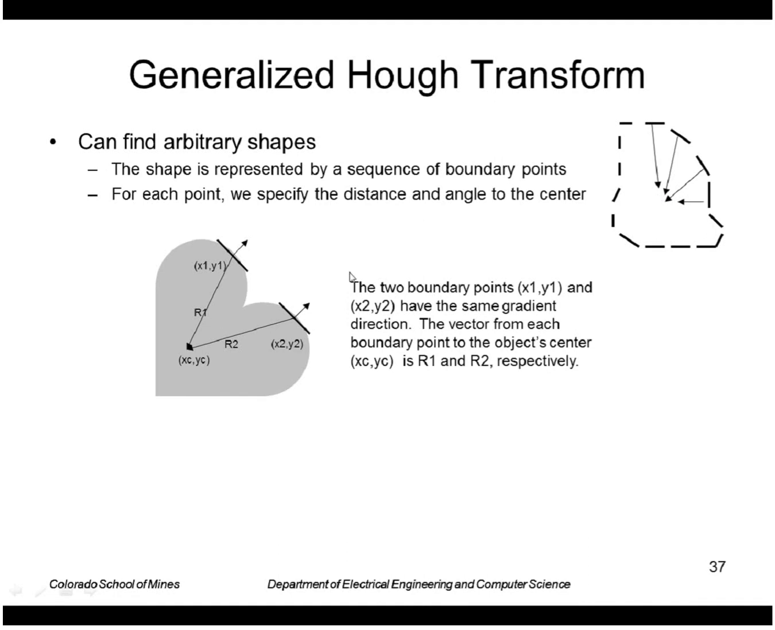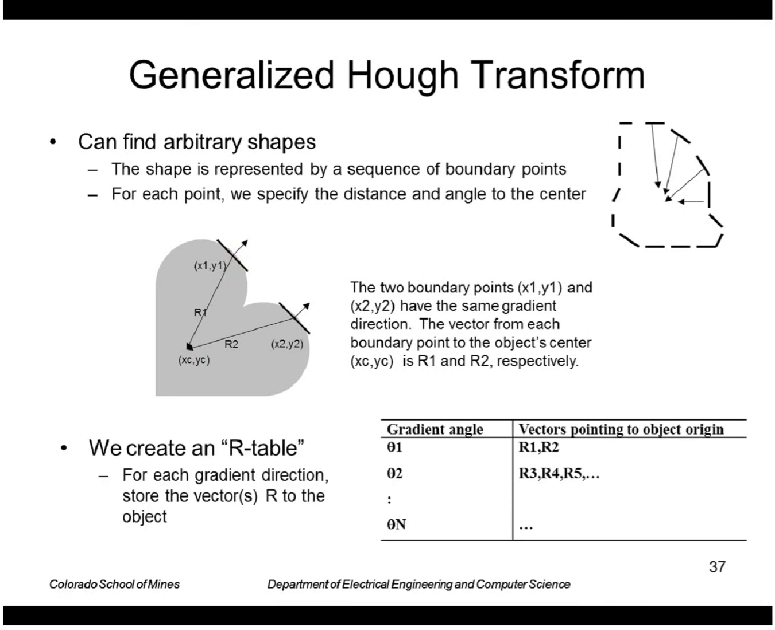So for example, this shape here, we've got 2 points, this one and this one. They both have the same gradient angle. So for that gradient angle, we note that the vector to the object center is in this direction. It's R1 and R2. So we create an R table, namely for each possible gradient direction, we store the vectors pointing to the object center. So in this case, we had these 2 points. They both had the same gradient direction, so we list both vectors here, R1 and R2.